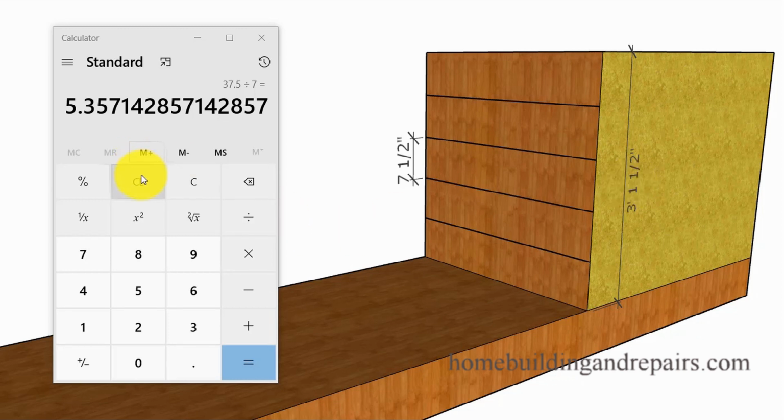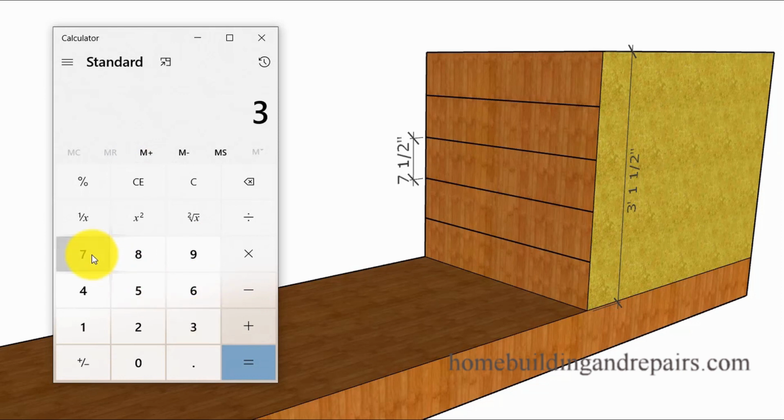So let's go ahead and clear this. 37.5 divided by 5, not 7, brings us to 7.5 inches. 7.5 inches. Not that difficult. And of course, for those of you who understand what we're doing here, feel free to stop watching. But I am going to provide a couple of more examples.